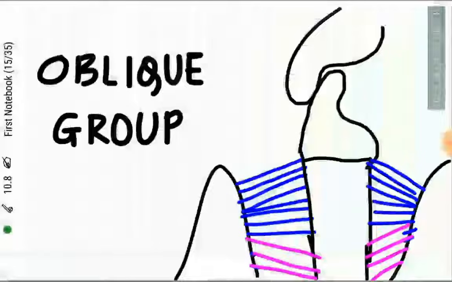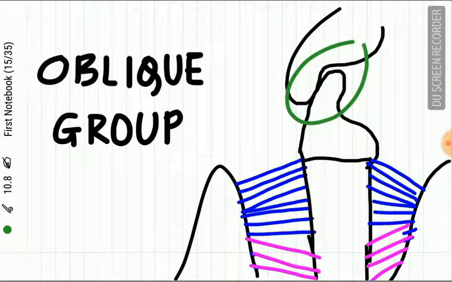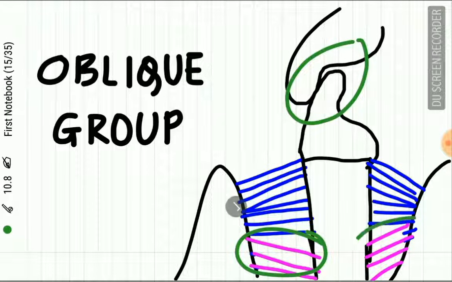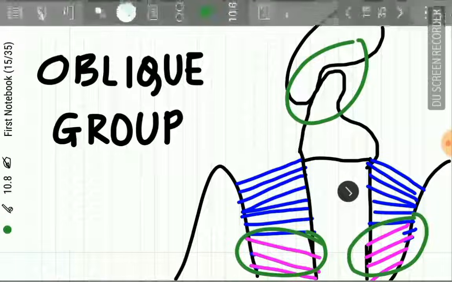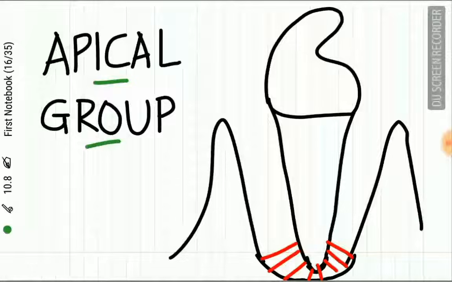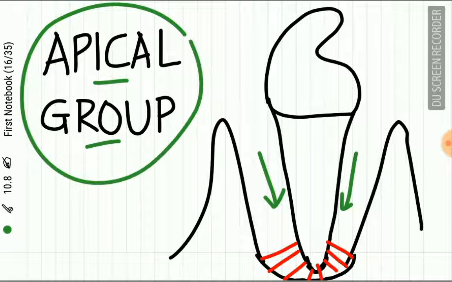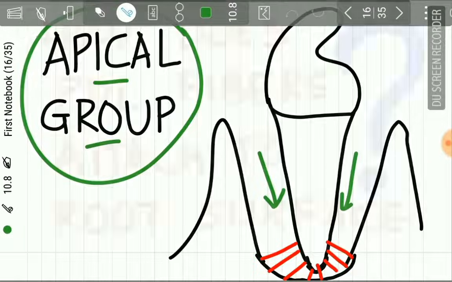Now, how are the oblique group of fibers formed? As the eruption of the tooth continues, a definite occlusion as seen here is established and maturation of the oblique group of fibers occurs. Now, let us see how the apical group of fibers form. As the root completion occurs and the apical end of the root is closed, the apical group of fibers is formed, and a definitive periodontal ligament architecture is established only when the apical group of fibers are formed.